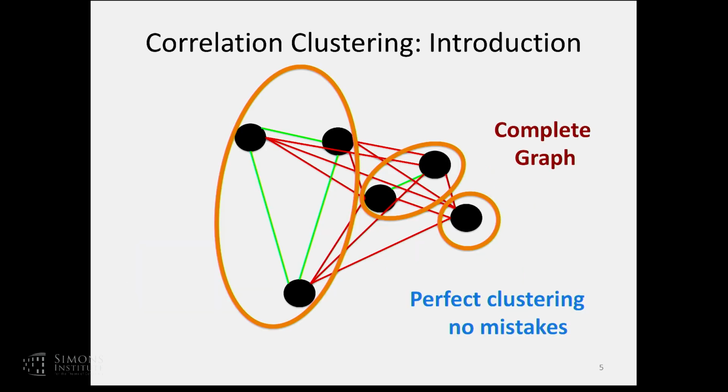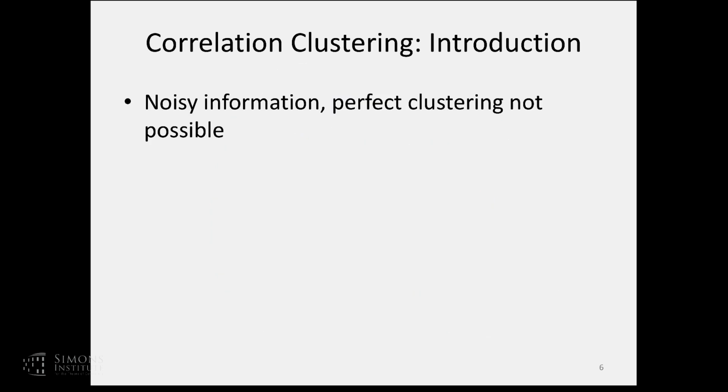So, there are various settings in which this problem has been studied. One is the complete graph, where all edges are labeled with similar and dissimilar. One thing that's very easy to see is that if there indeed is a clustering with no mistakes, it's very easy to find it. You just take the connected components of the green edges, and that gives you your perfect clustering. In general, of course, you have noisy information, and perfect clustering may not be possible.